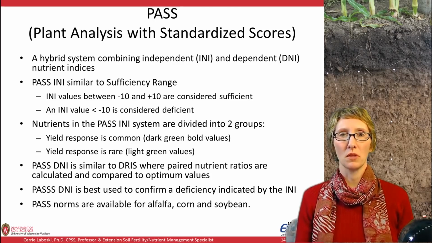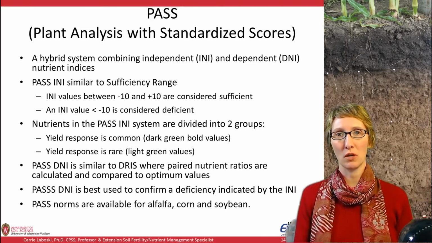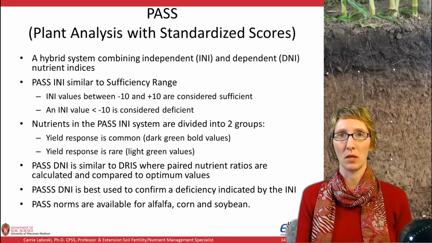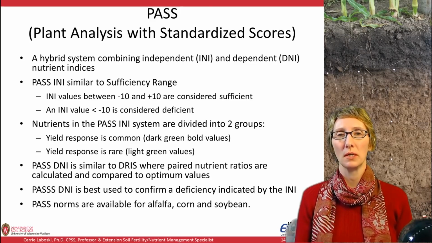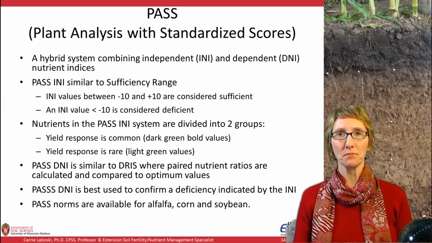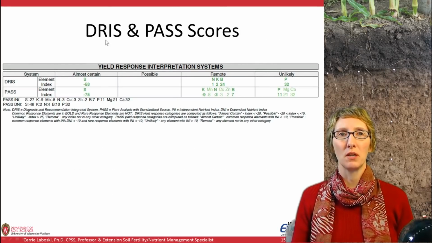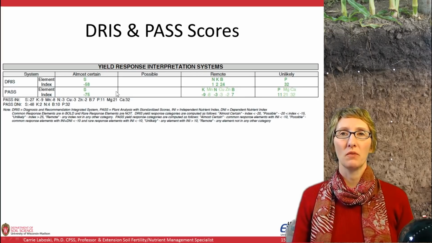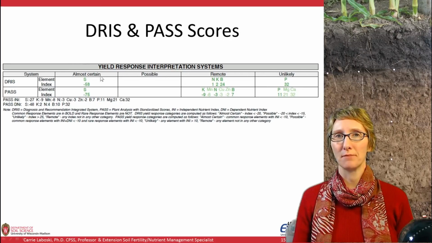As I said before, the sufficiency range is a more straightforward approach. There are problems with it, but it's a little more straightforward. And I think that's why people like to use it. DRIS and PASS are a little more complicated to look at. And here's an example of DRIS and PASS scores at the bottom of our plant analysis reports. We've got it broken up into yield response is almost certain, possible, remote, or unlikely. And there's some footnotes at the bottom of these reports that you can read.